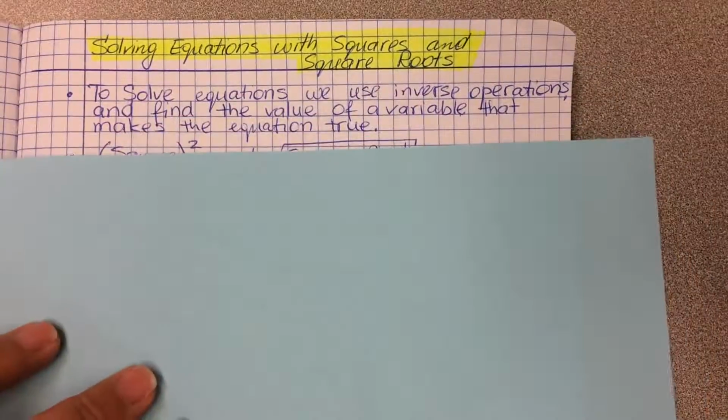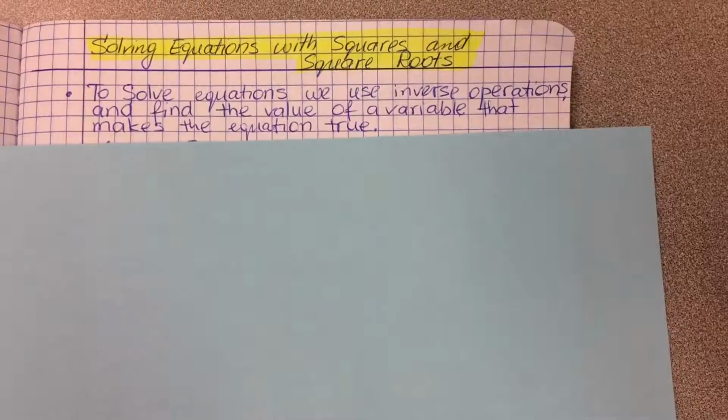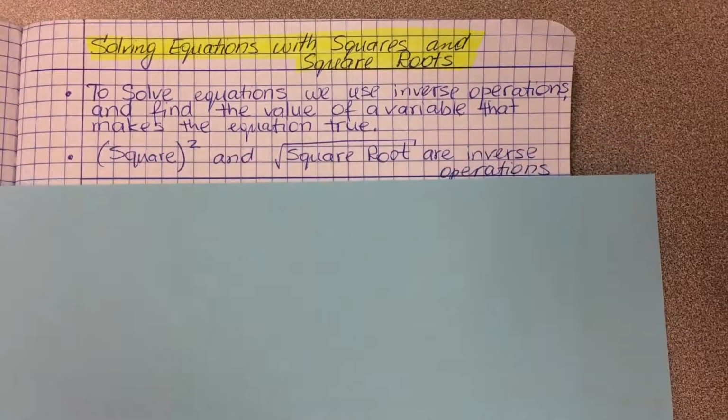So for solving equations, we use inverse operations and we find the value of the variable that makes the equation true. Square and square root are inverse operations. So when we have second power, it means the number multiplied times itself, and then square root is asking which number was multiplied by itself.